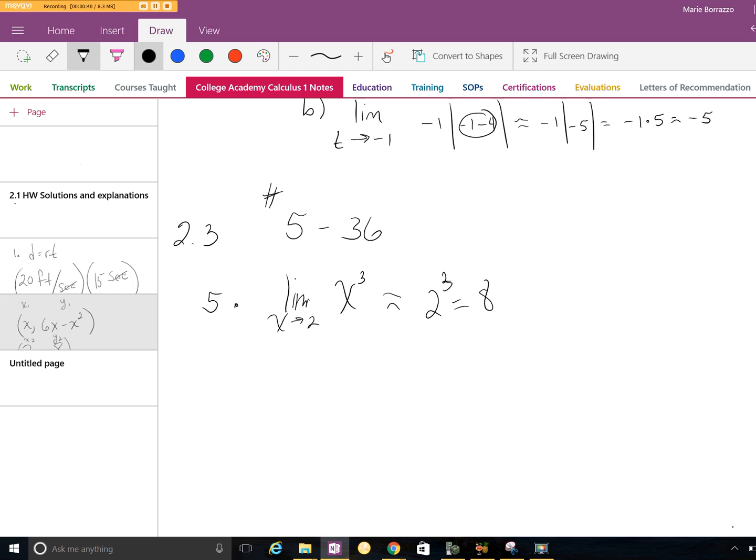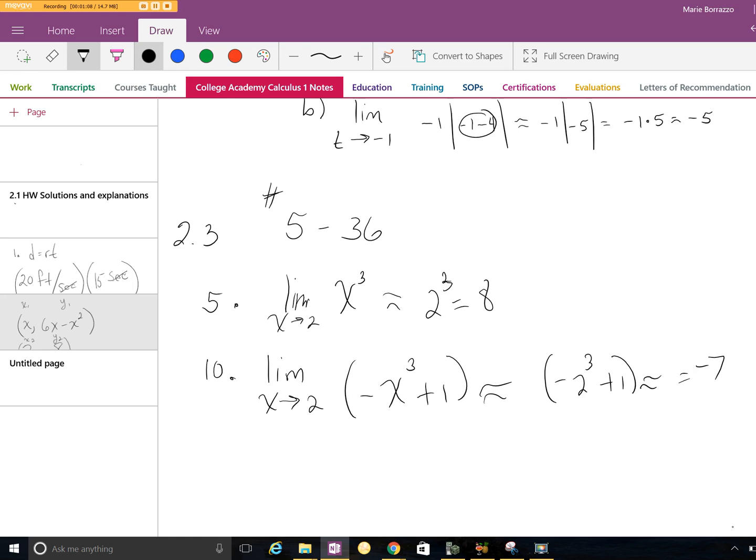And the same thing applies if you had a question like number 10. You have the limit as x approaches 2 of negative x cubed plus 1. And again, straight up substitution, so basically negative 2 cubed plus 1. And this answer should give you negative 7.